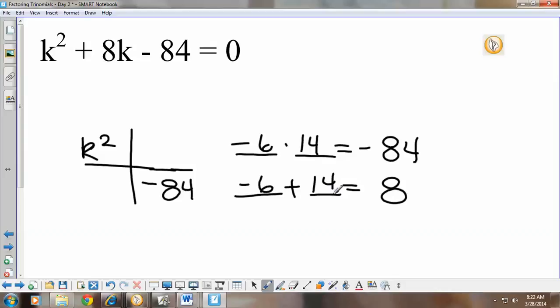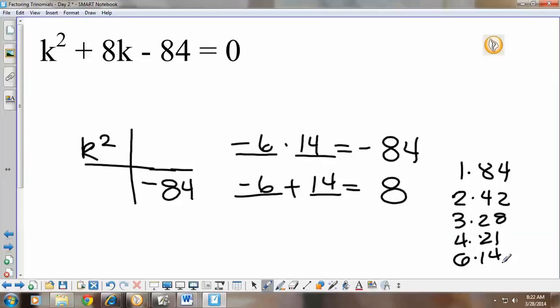Now, as you are going through these, are you doing it in an organized fashion where you can keep your factors in order? When I'm doing it in my head, I'm thinking, okay, we have 1 and 84. We have 2 and 42. Does 3 go in there? 3 and 28. See how I'm going in order? 4 and 21. 6 and 14. I know 5 didn't go in, so I skipped it. I'm just making an organized list of my factors. You stay organized that way, so you don't skip any of them. Anyway, we have negative 6 and 14, which are the correct factors.